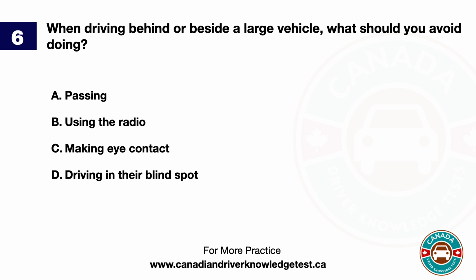Question 6. When driving behind or beside a large vehicle, what should you avoid doing? A. Passing. B. Using the radio. C. Making eye contact. D. Driving in their blind spot. The answer is D. Driving in their blind spot.